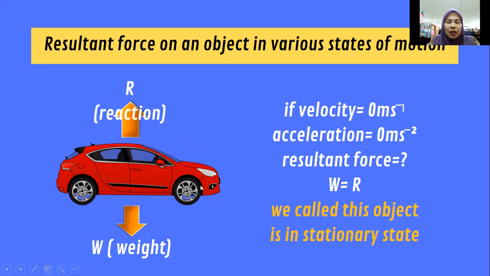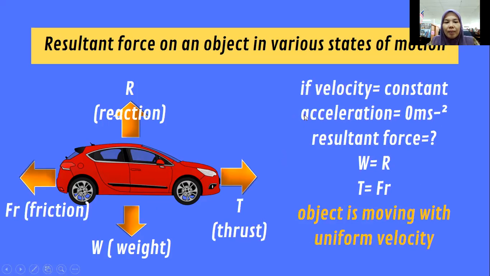If velocity is 0 meter per second, acceleration is equal to 0 meter per second squared, and the resultant force is zero. W is equal to R, because we don't have any horizontal force. We only have vertical force. W is equal to R. We call this object to be in a stationary state.